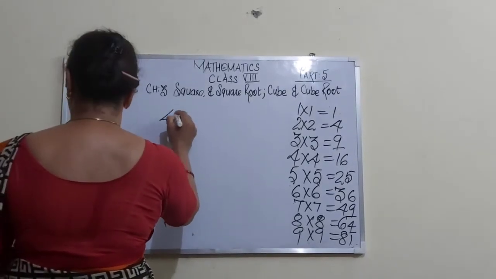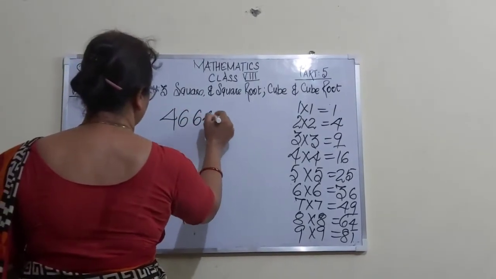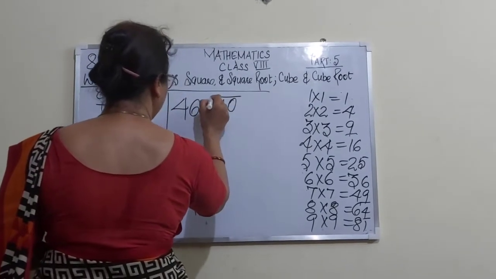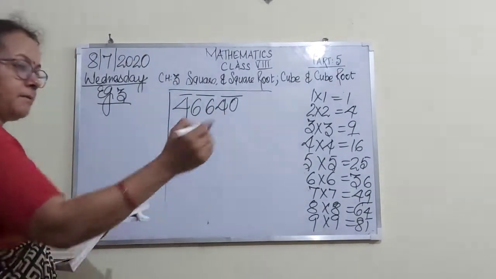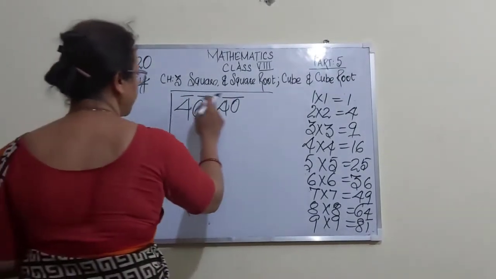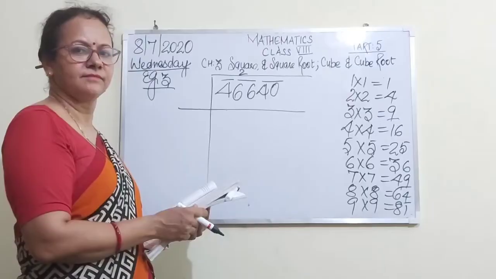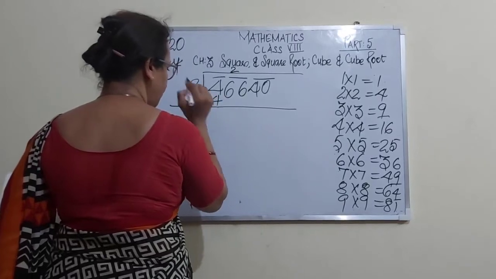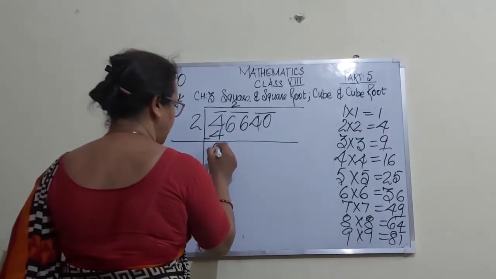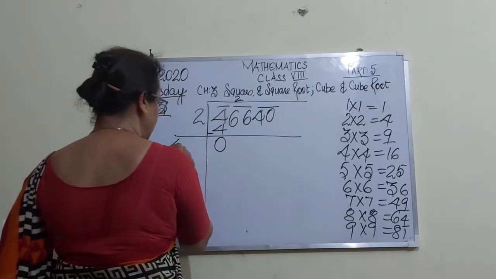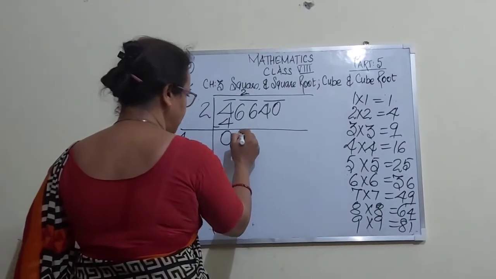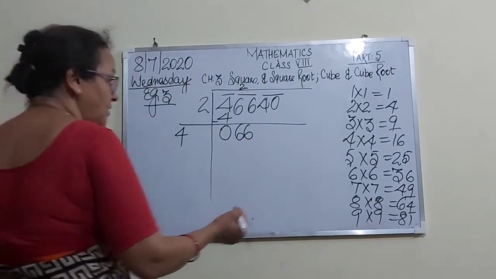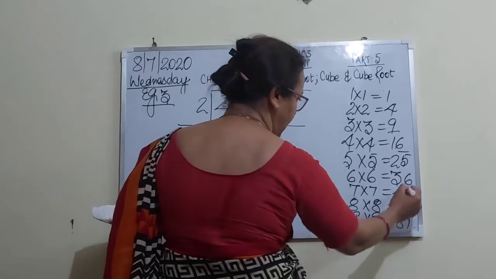Let's see, 46,640. We will again make groups of 2 from right to left. Now this is 4. What will it be? 2. 2 2s are 4. I'll subtract. 4 minus 4 is 0. And twice of this number, 2 into 2 is 4. What do I have to note down? 66 completely. Now we'll see what I can place here.